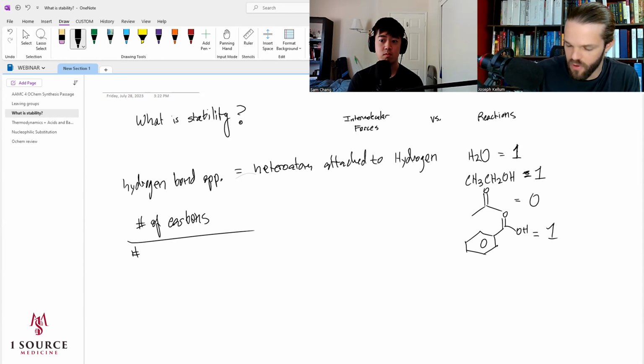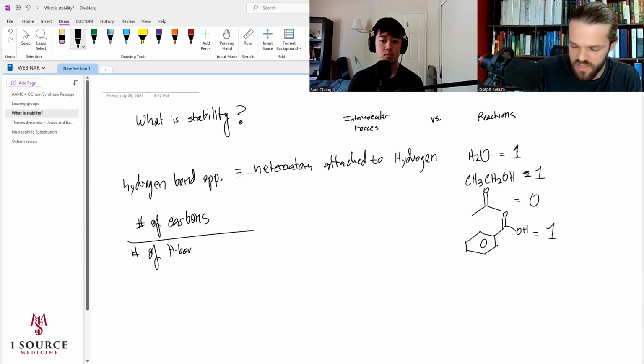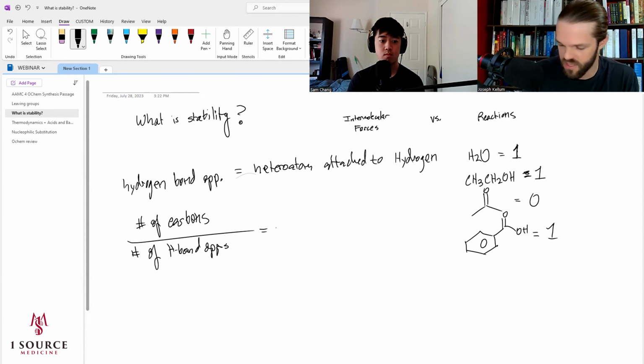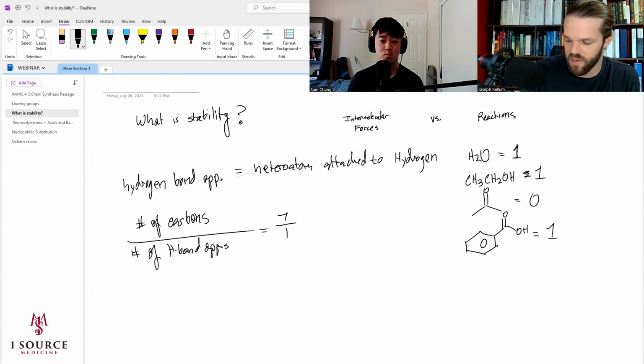So if we take number of carbons divided by number of hydrogen bond opportunities, what is our answer here for benzoic acid? Well, I'm not going to keep asking you guys irrelevant questions. I know you can divide 7 by 1. So this comes out to be 7 divided by 1, and so obviously that's 7.